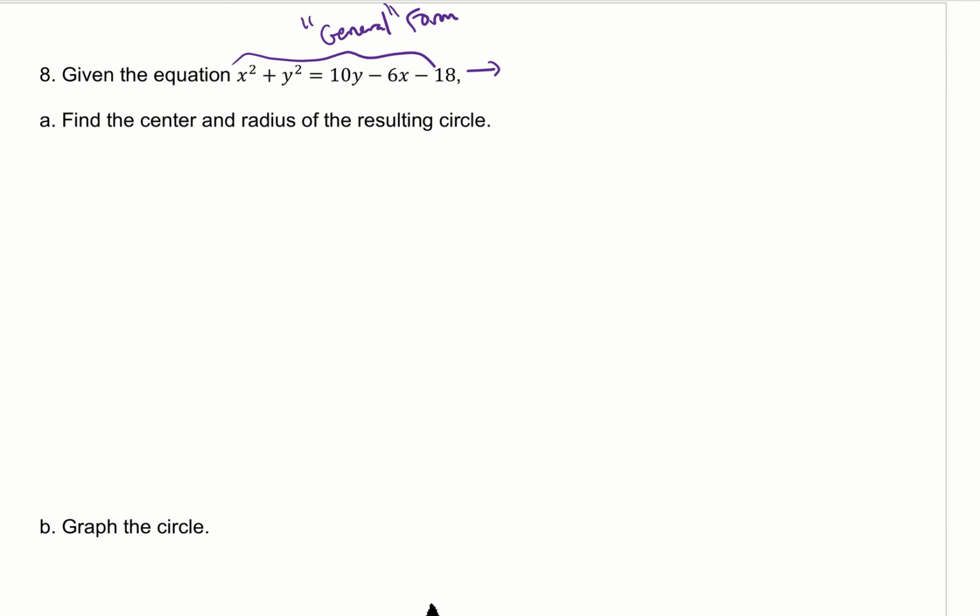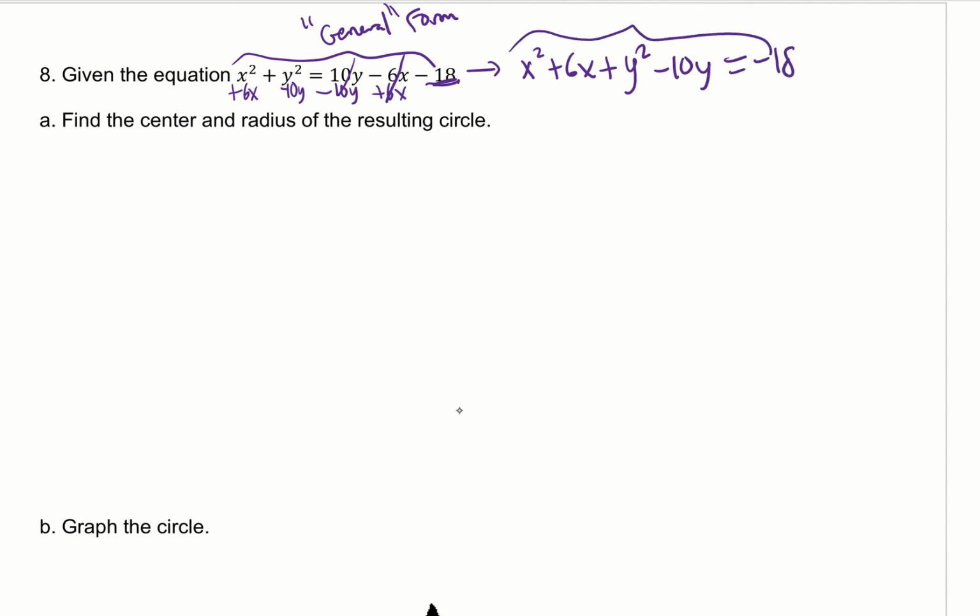Okay, so in order to do that, the constants have to be on the right side, and the y's have to be grouped together on one side. The x's have to be grouped together on that same side. So I need to move this 10y over. I'm going to subtract it over so that it groups together with this y. I'm going to add this over so that this cancels out and then move it over to this side. And then I'm going to leave this constant alone. Now, when I do that, I get x squared plus 6x plus y squared minus 10y equals negative 18. And this here is the general form.